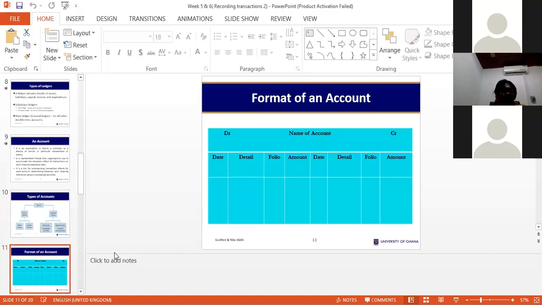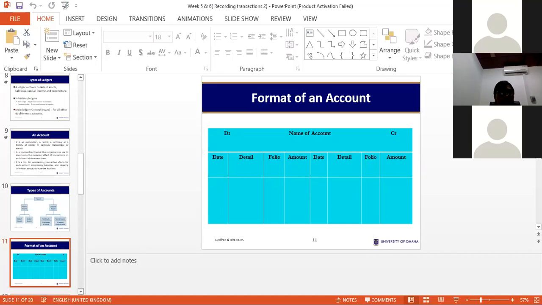This is the format of an account. If you recall, we said the cash book can be used as a journal and a ledger. Immediately we move to a ledger, it will be known as the cash account. In the journal, we refer to it as a cash book. In the ledger, it will be known as the cash account. And it is ruled the same way. So you have your date, your details, your ledger folio, the amount on the debit side and on the credit side. This is the format of an account. It doesn't change. For all the accounts we'll be ruling, this is the format. And so we must note that.